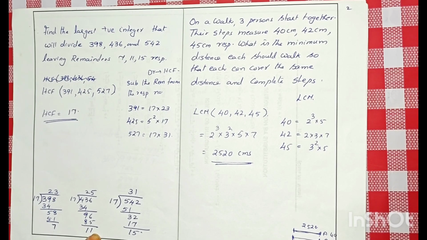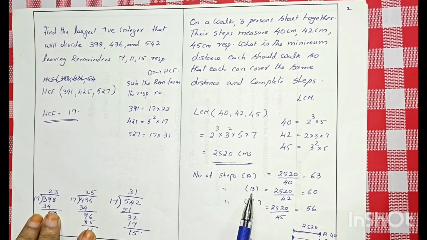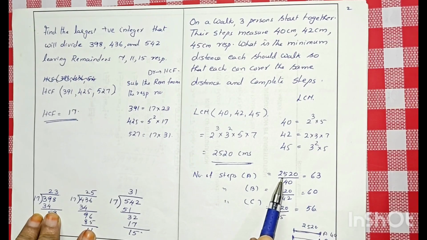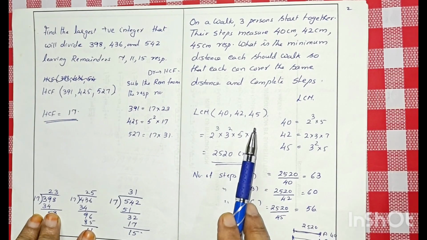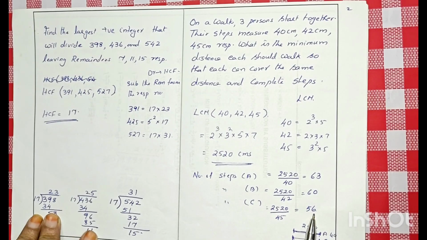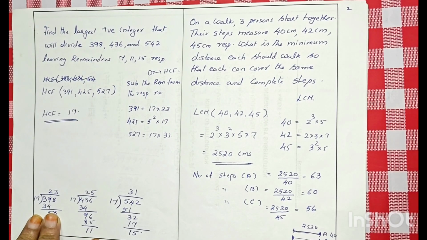If they had asked for the number of steps, then you have to divide 2520 by 40, 2520 by 42, 2520 by 45, and so on. Then you will get the number of steps. So the number of steps each would have covered will be 2520 by 40, it will be 63, 2520 LCM divided by 42, 60 steps, and the third person would have taken 56 steps, so that they cover the same distance and complete steps.